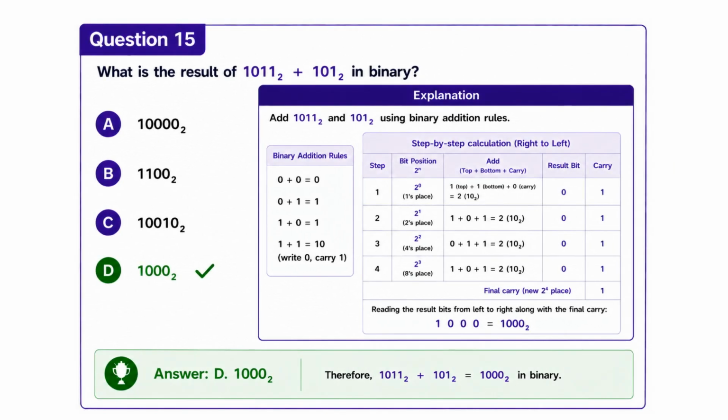Let's solve this binary addition. We add 1011 and 101. Start from the rightmost bit. Whenever the total is 2 or more, carry 1 to the next column. Continue until all the bits have been added. The final answer is 10000₂. Therefore, the correct answer is D, 10000₂.